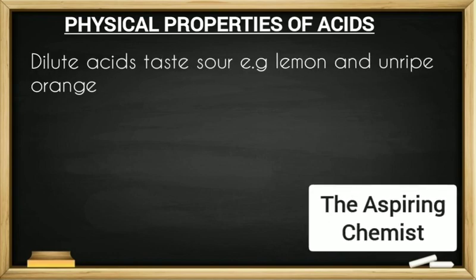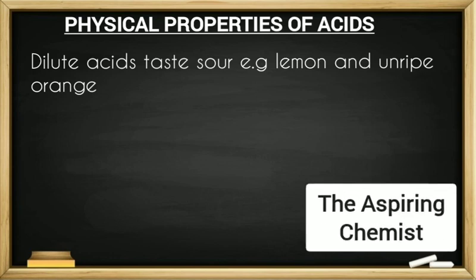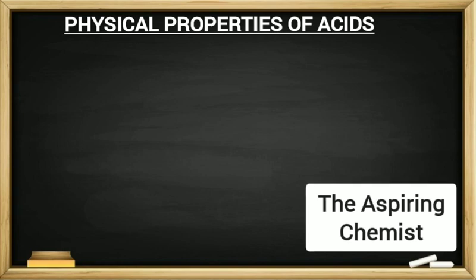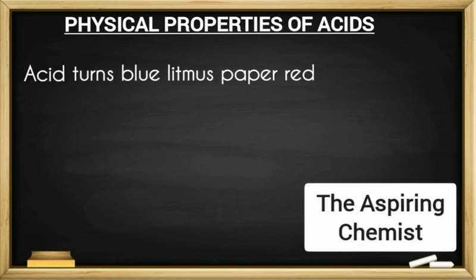They taste sour like an unripe fruit. Let's say you're taking a lemon, it tastes sour, or you're taking a ripe orange. That's how acids taste when they're in a dilute form. Also, acids turn blue litmus paper red.